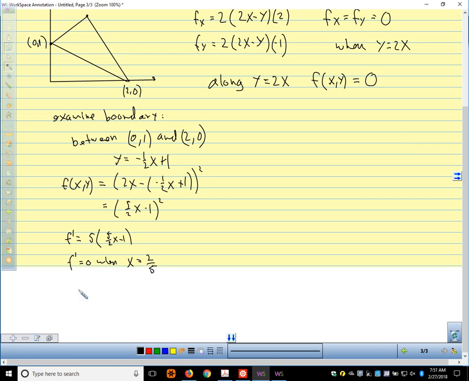So I'm going to say f when x equals 2/5, f equals, when I substitute 2/5 in here, I get 0. So that's another candidate for the absolute extrema. So we have f equals 0 there.